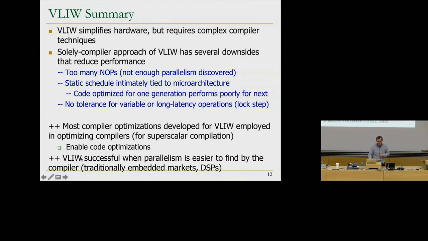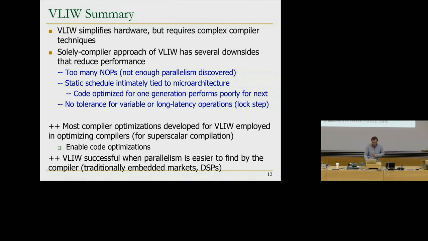The other upside is VLIW has been very successful when parallelism is easier for the compiler to find. So traditional embedded markets, digital signal processors, which had a lot of different types of parallel operations to do on the same data, actually benefited from it. That's why the embedded market has a lot of VLIW processors. Some GPUs also internally employ VLIW formats. We're going to get into that next time, but these concepts can be combined together.